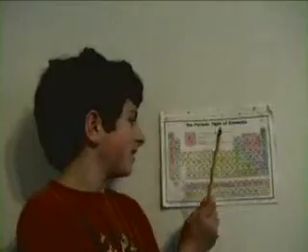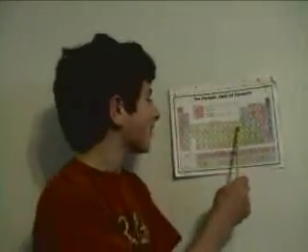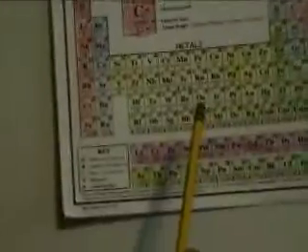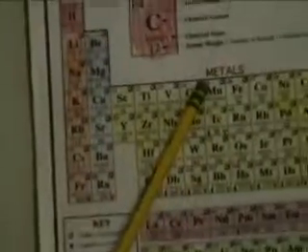Here it is, element 26, iron. As you can see, iron is part of the transition metal family. That means it's classified as a metal, of course. It's part of the fourth period.